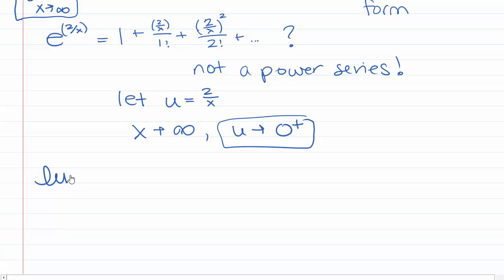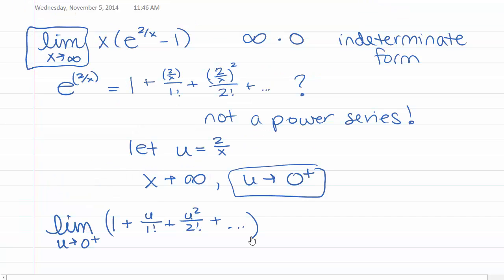So let's try this. This is going to be the limit as u goes to 0 from the right of 1 plus u over 1 factorial plus u squared over 2 factorial. Now it's a power series, right? Plus dot dot dot. Now that's the e to the 2x part. Maybe we should write our original problem in u's before we try to plug the series in. So let's write our original problem in terms of u.